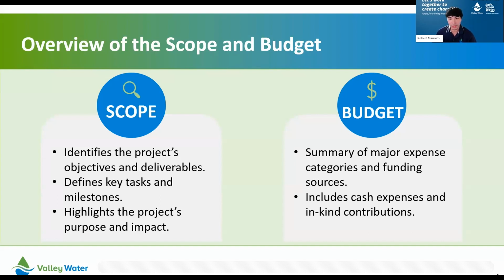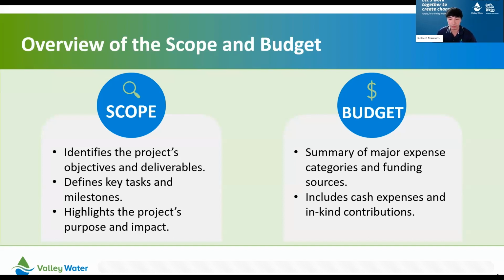All right, so, overview of the scope and budget. The scope outlines three important things about your project. It identifies the project's objectives and deliverables. It defines your key tasks and milestones, and it highlights the project's purpose and impact.